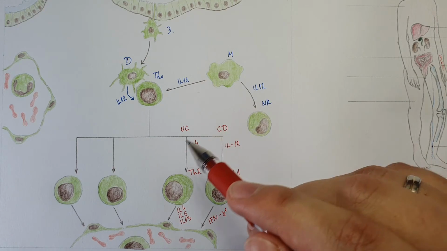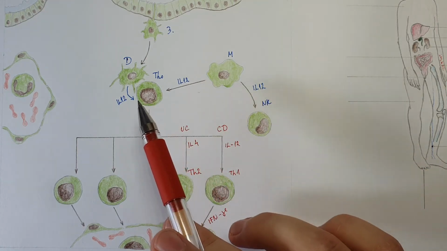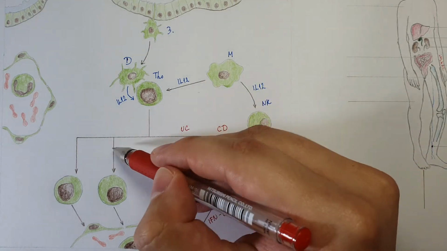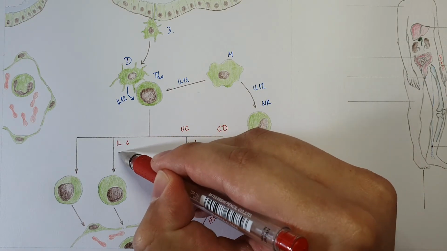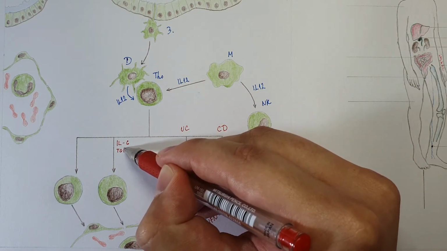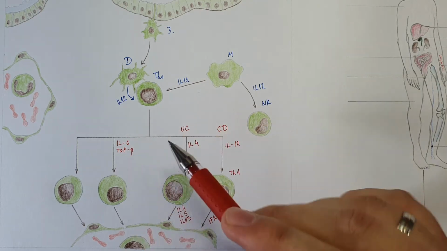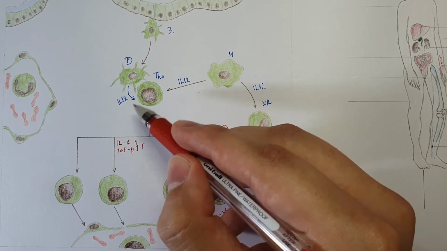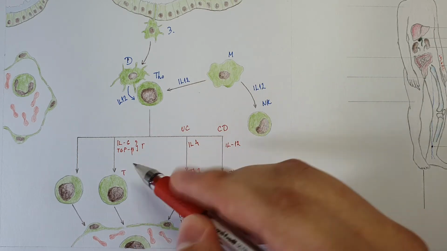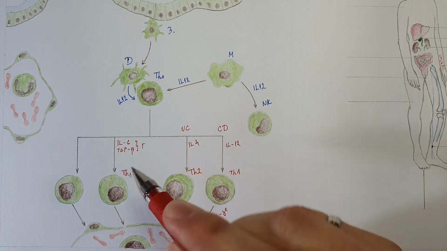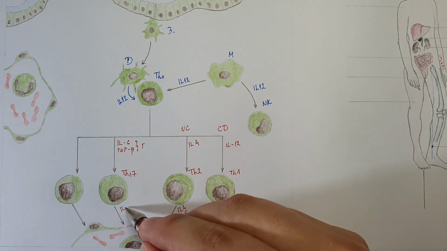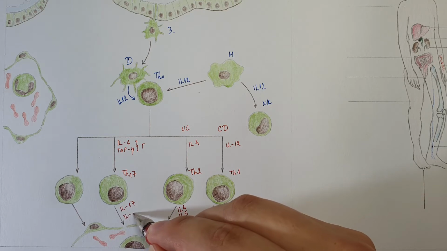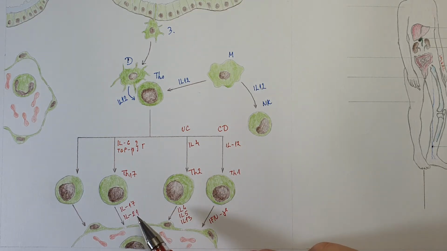The third way the naive T helper cell can be influenced is if IL-6 and transforming growth factor beta together act on this cell, it will differentiate into a T helper 17 cell. This cell then produces IL-17 and IL-21. These cytokines are pro-inflammatory cytokines. They stimulate the immune reaction.